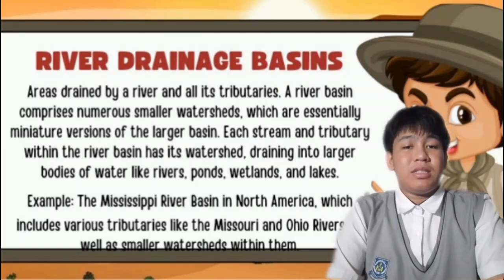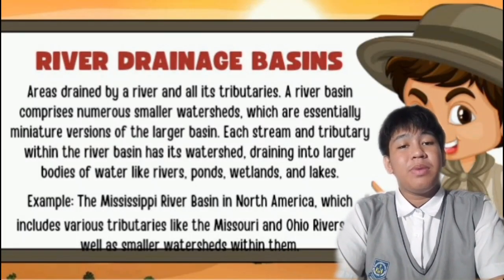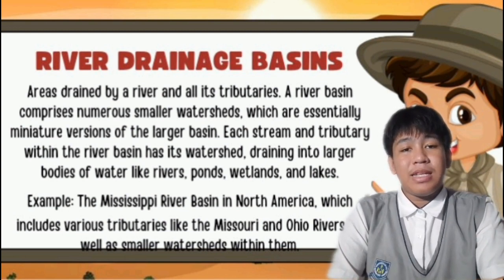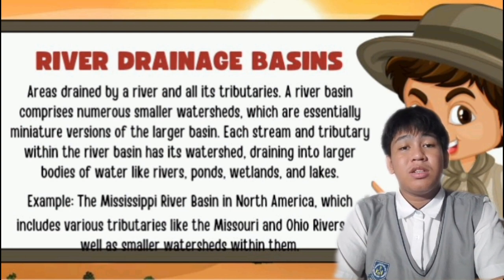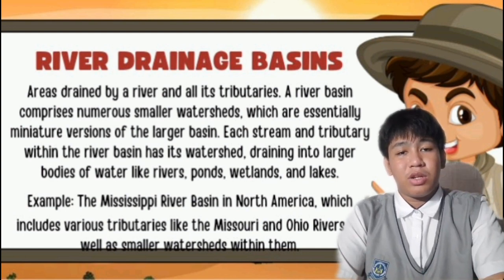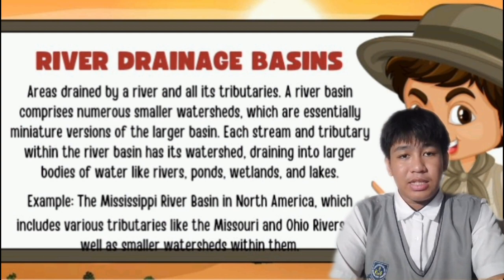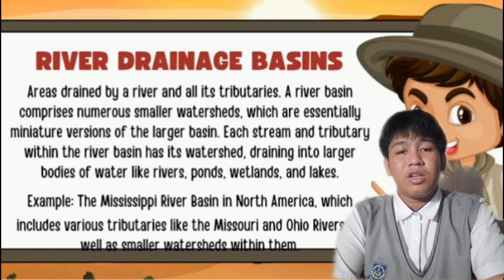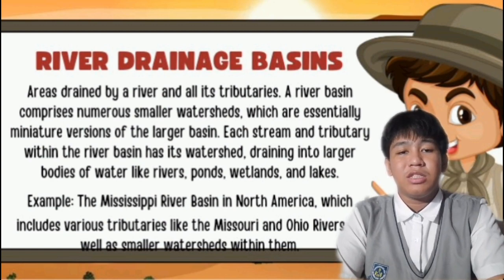River drainage basins. These are areas drained by a river and all its tributaries. A river basin comprises numerous smaller watersheds, which are essentially miniature versions of the larger basin. Each stream and tributary within the river basin has a watershed draining into larger bodies of water like rivers, ponds, wetlands, and lakes. Example, the Mississippi River Basin in North America, which includes various tributaries like the Missouri and Ohio rivers as well as smaller watersheds within them.